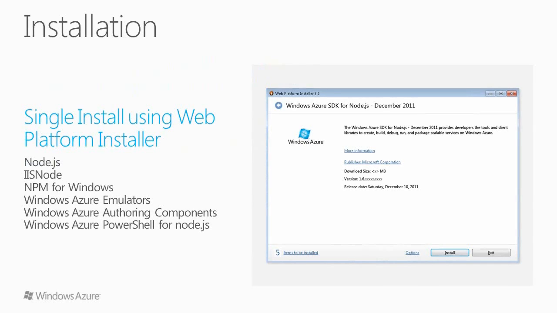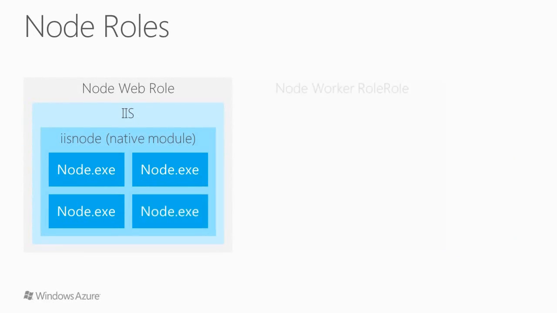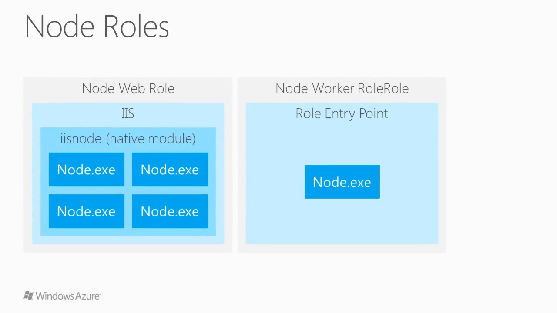Using Web Platform Installer, you can install Node.js, Node Package Manager, the Windows Azure emulators, and other tools in just a few clicks. As we showed earlier, the two types of virtual machines for running your Node.js application in Windows Azure are a web role and a worker role. The web role has IIS installed and uses IIS Node to host your application. You get the added benefits of process management, scalability on multiple cores, auto updates, access to logs over HTTP, and hosting side by side with other languages. Additionally, you get the integrated IIS management experience.